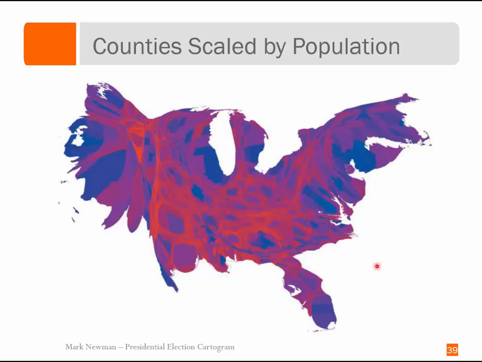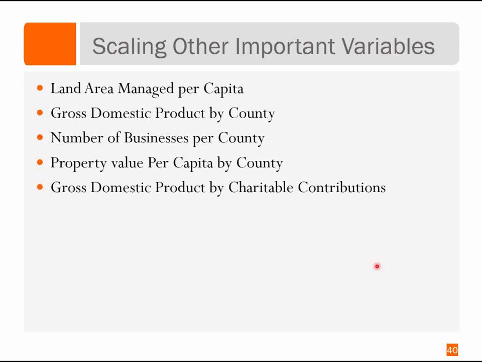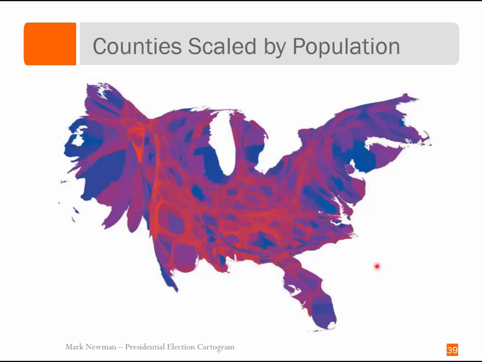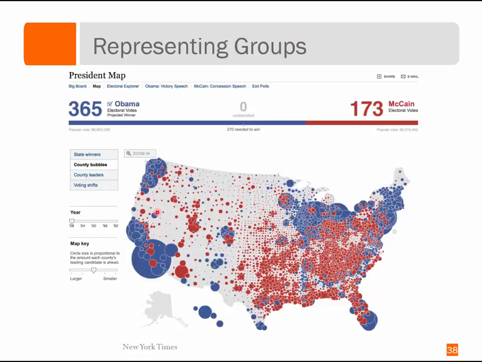Now, in thinking about scaling other important variables, how do we put together a good ratio, and how do we scale a particular variable? Well, these are all just conversation starters to get you thinking about how you might encode data in a particular way. So the first one is land area managed per capita. So here we see basically the point being made about population.